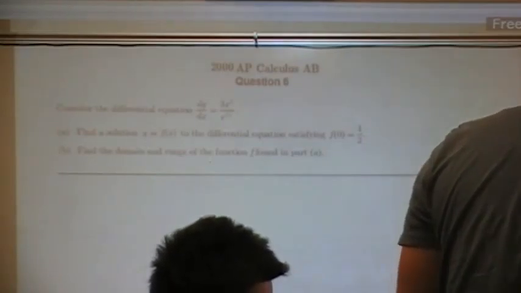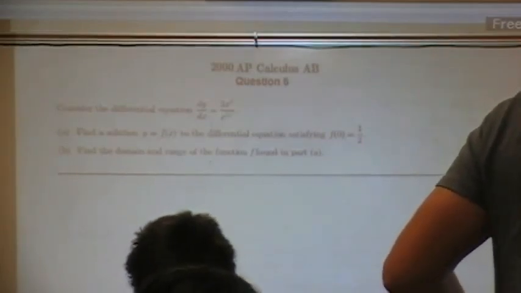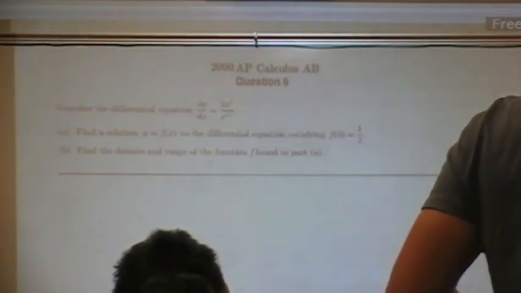I think that's where we're supposed to be at. This is what we have. Rapid fire, how do we take the derivative of e to the 2y dy?